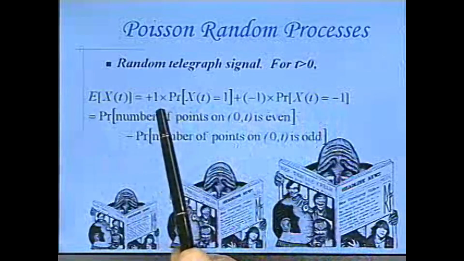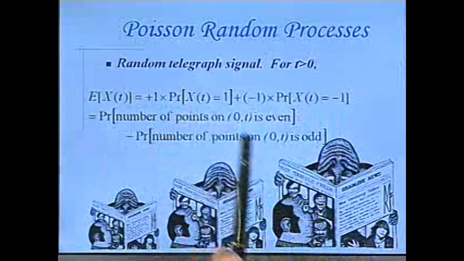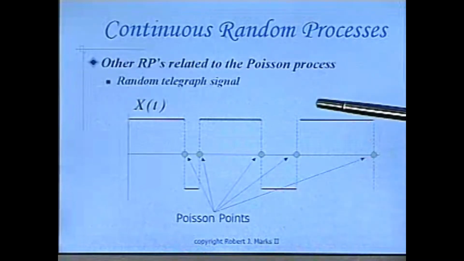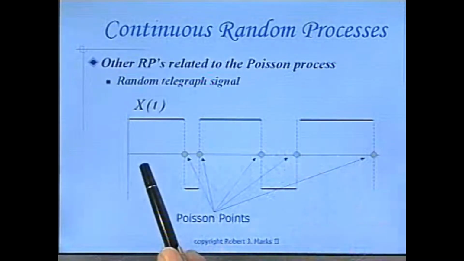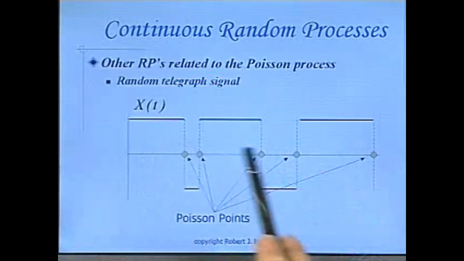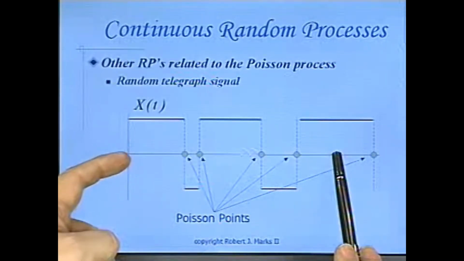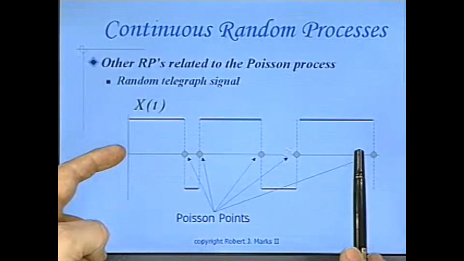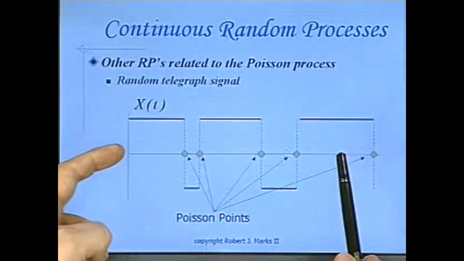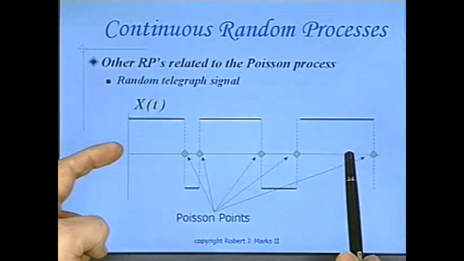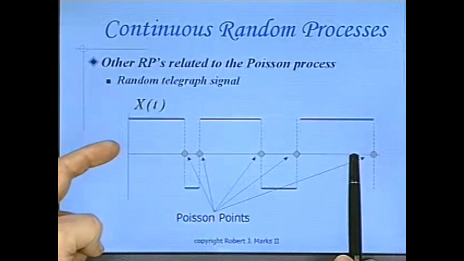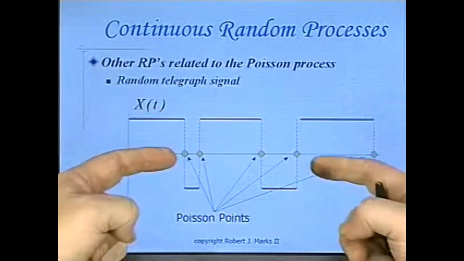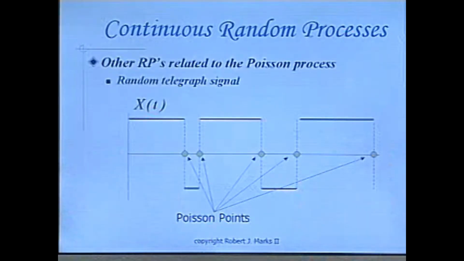Well, let's look at this. 1 times, what is the probability that x of t is equal to 1? If we choose a value of t here, it's the probability that the number of Poisson points on the interval from 0 to t is an even number. Because if it's an even number, it's gone down as many times as it's gone up, and it ends up, right? So the probability that x of t is equal to 1 is equal to the probability that the number of Poisson points on that interval is even.